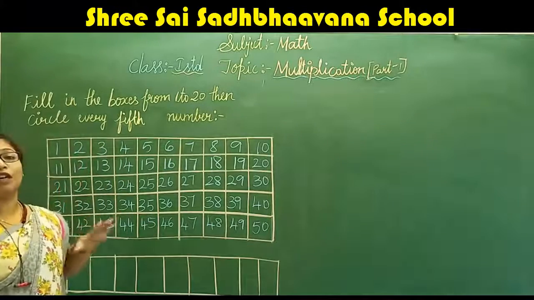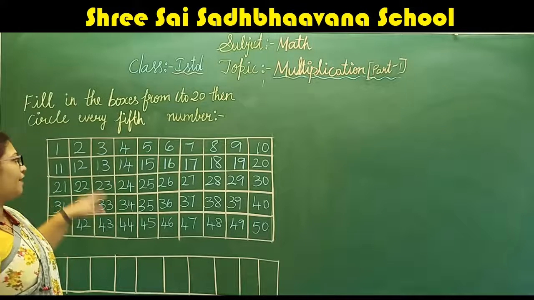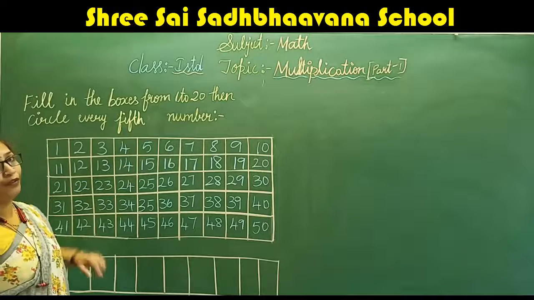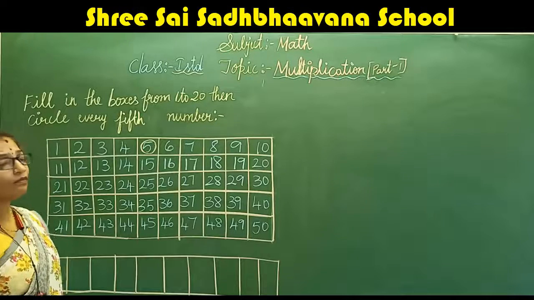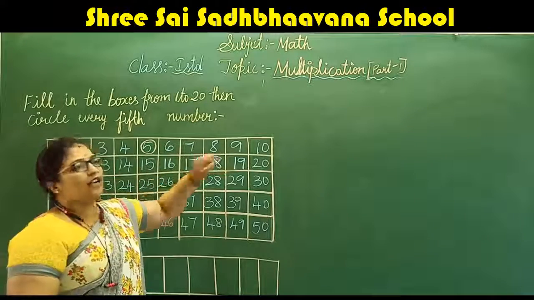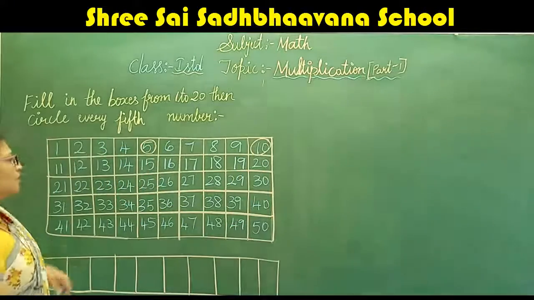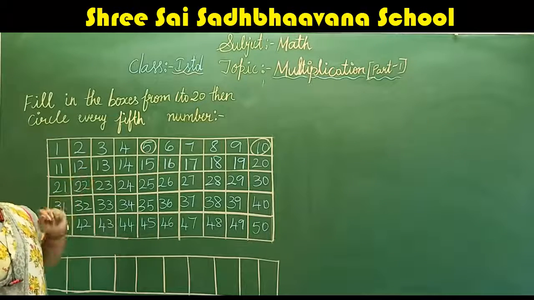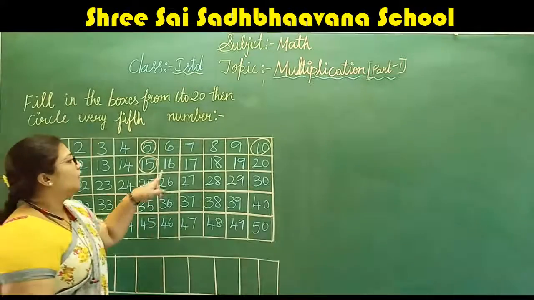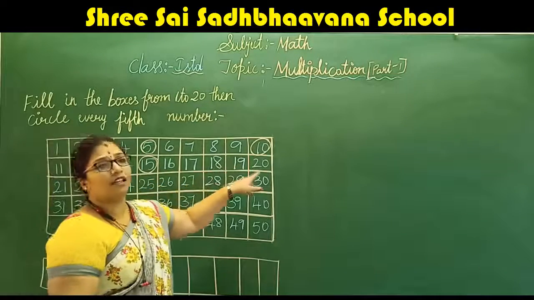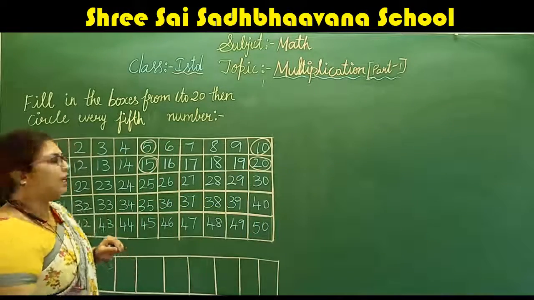So skip 4 numbers and every 5th number you have to circle. 1, 2, 3, 4, the 5th number is 5, so you circle the 5. Then 6, 7, 8, 9 you skip and you circle 10. Then 11, 12, 13, 14 you skip and circle 15. 16, 17, 18, 19 you skip and circle 20.